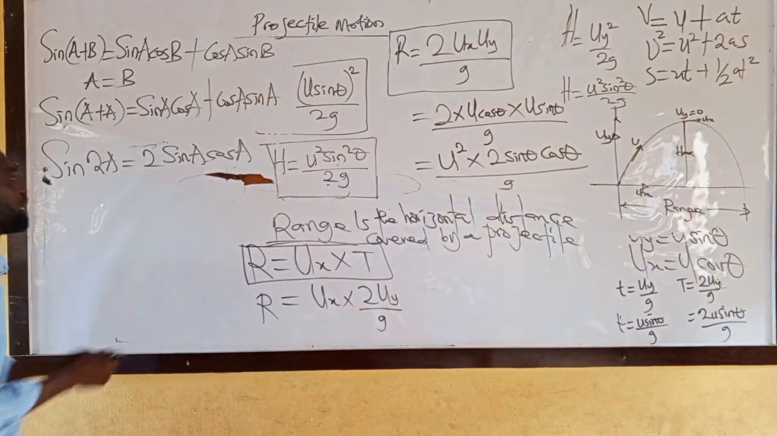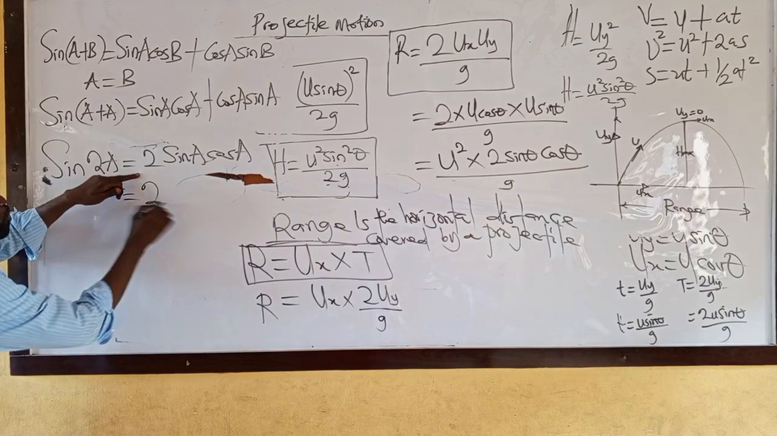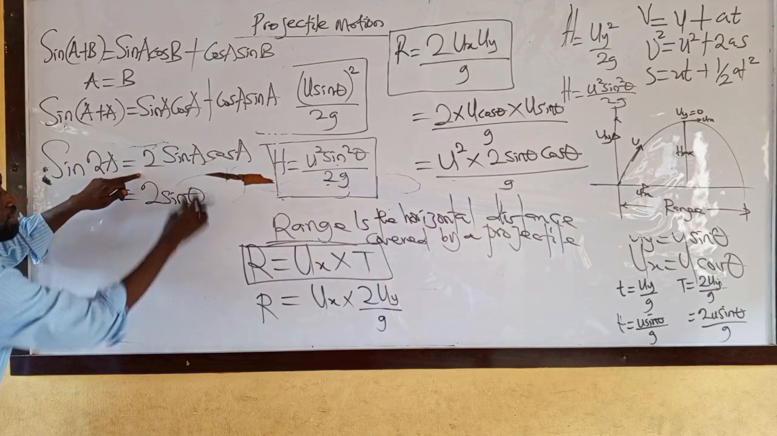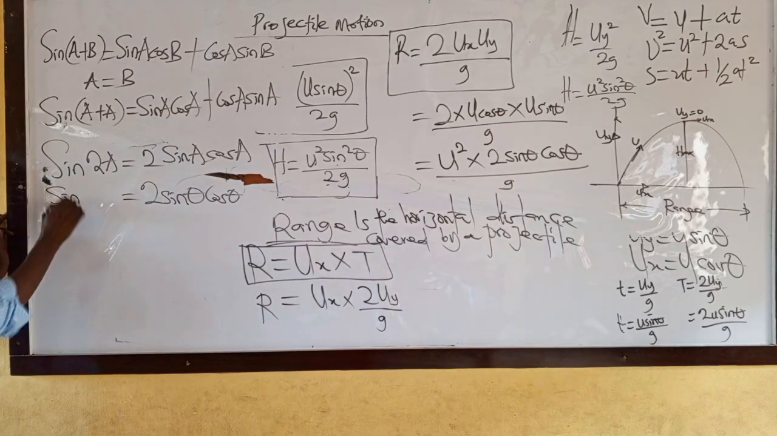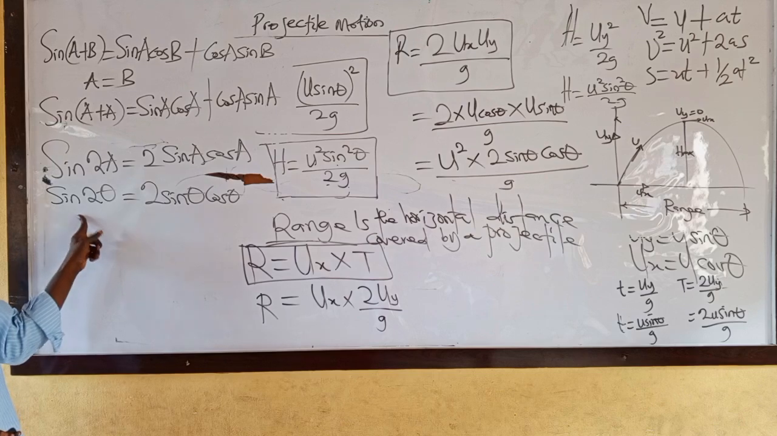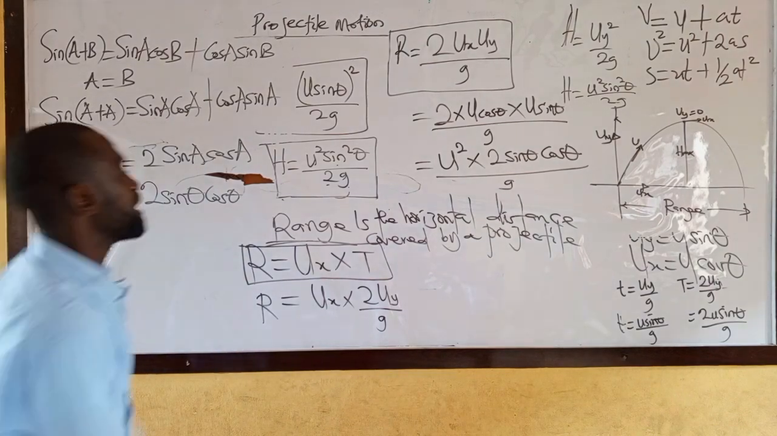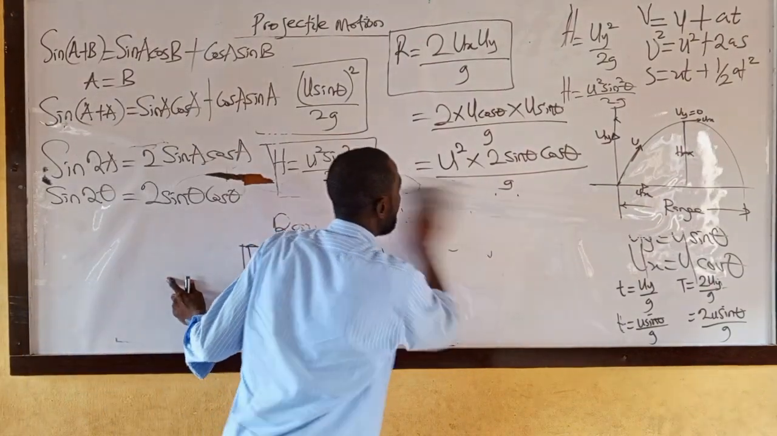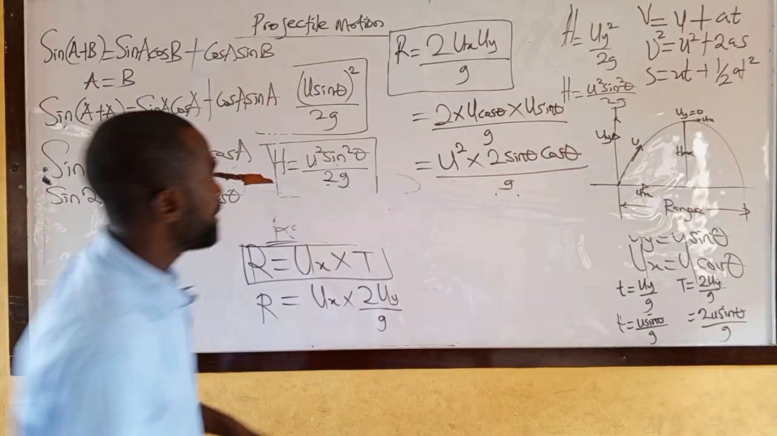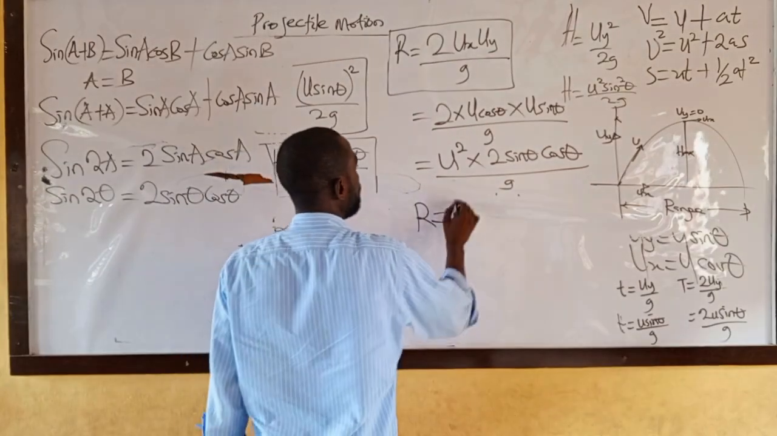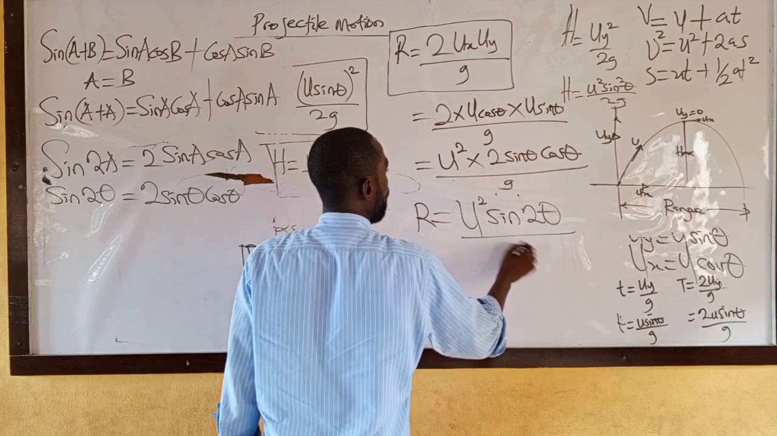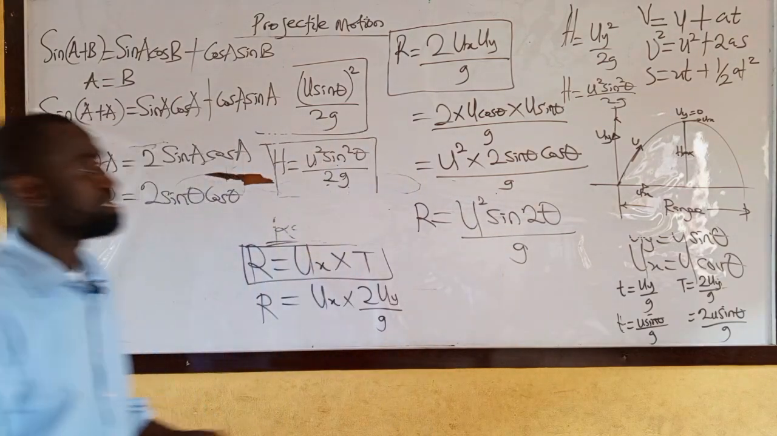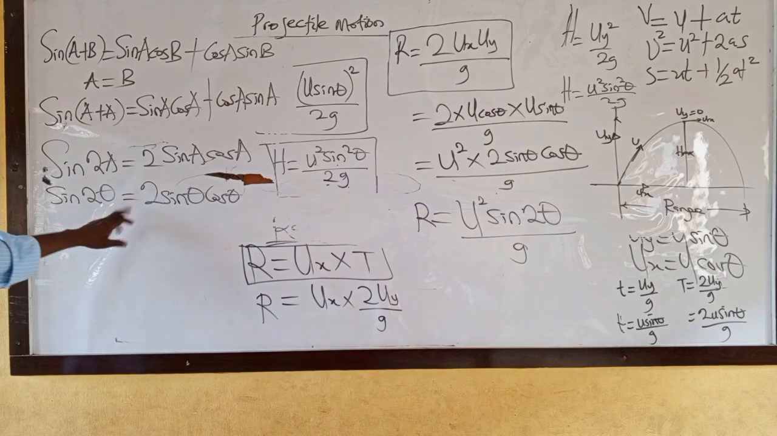So 2 sin theta cos theta will give us sin 2 theta. That is where the formula comes from. So our range is also equal to u squared sin 2 theta all over g. That's where the formula comes from.